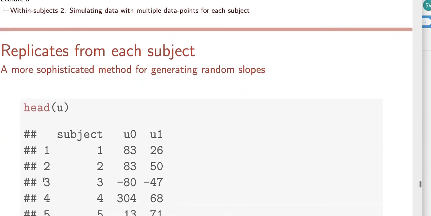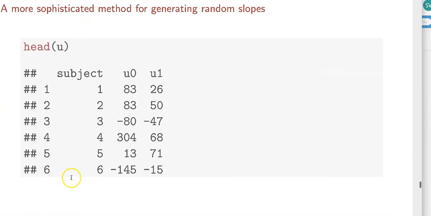So how do I do this? Let's do this. Take a look at this. This is what my U matrix is going to look like. The first column tells me which subject I'm talking about, and the two columns tell me the intercept and slope adjustments for that particular subject.